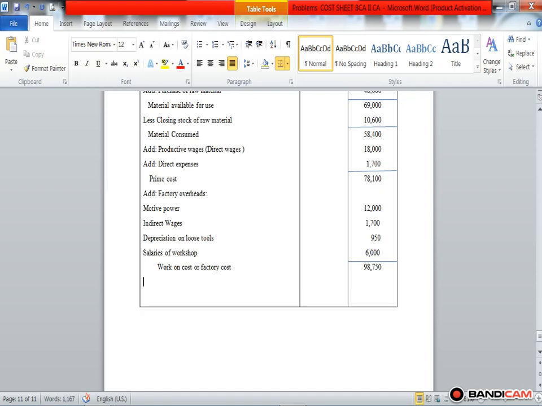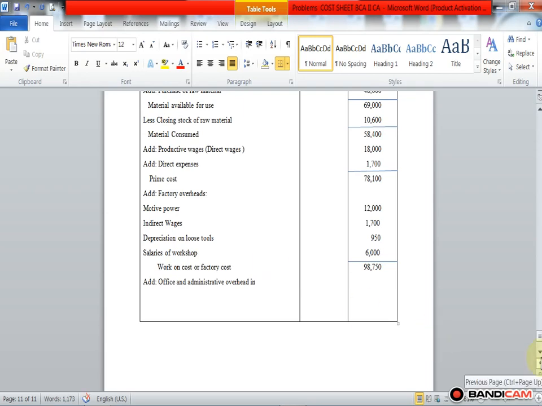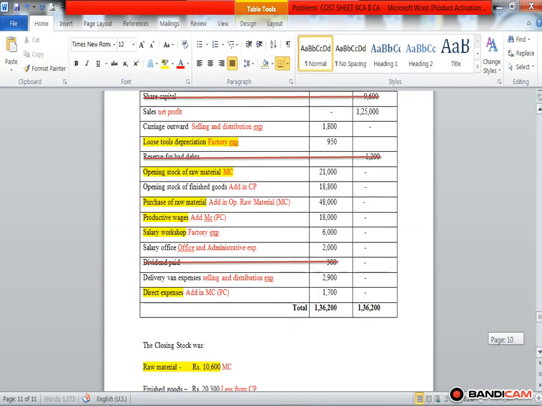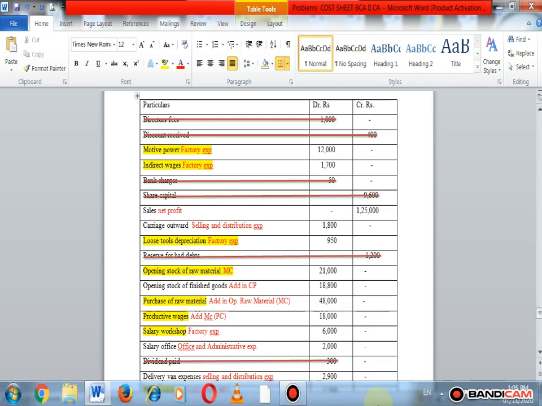Now we find the cost of production. How do we find out the cost of production? Just add the office and administrative overheads in factory cost or work cost. So here we bifurcate the office and administrative expenses. Just transfer them under the office overheads.